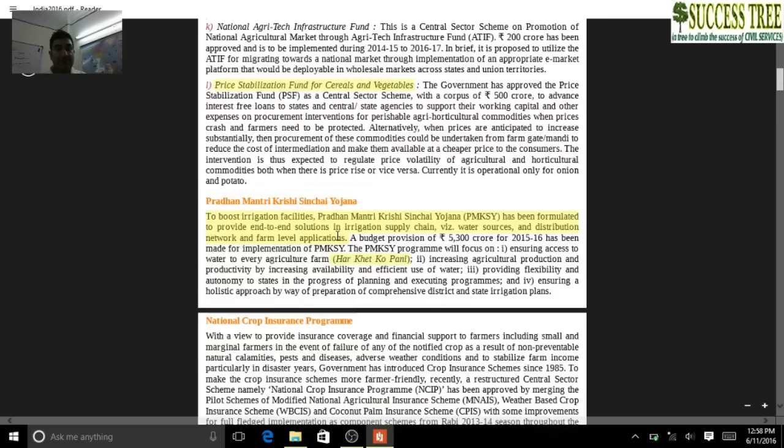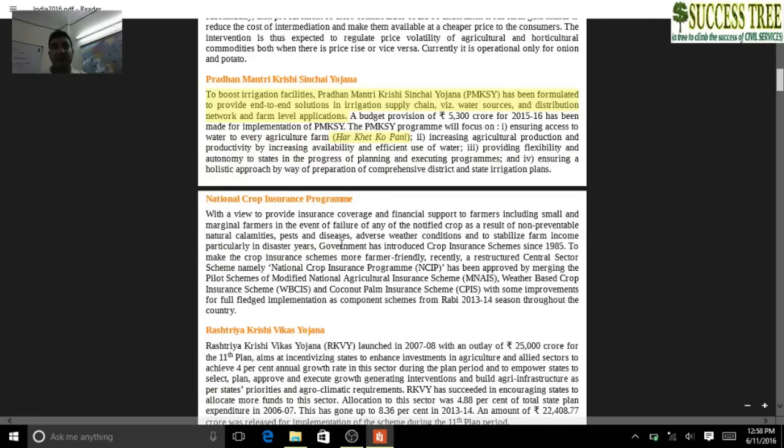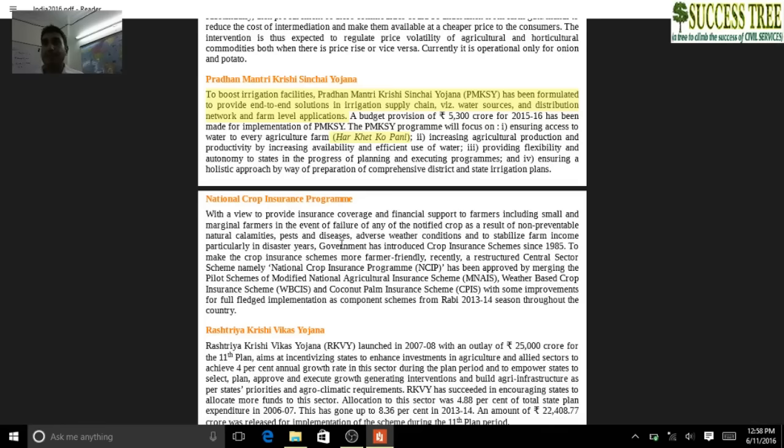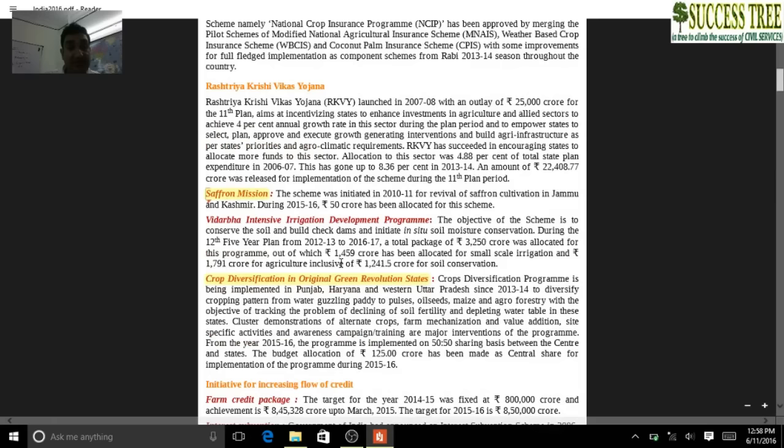In the insurance scheme, then you also read Pradhan Mantri Fasal Bima Yojana. Now India Book doesn't include Pradhan Mantri Fasal Bima Yojana because it has been launched this year, and India Book covers till December 2015. Okay.